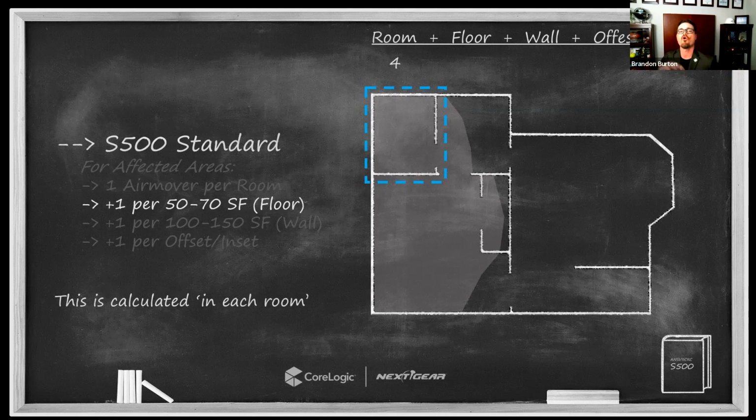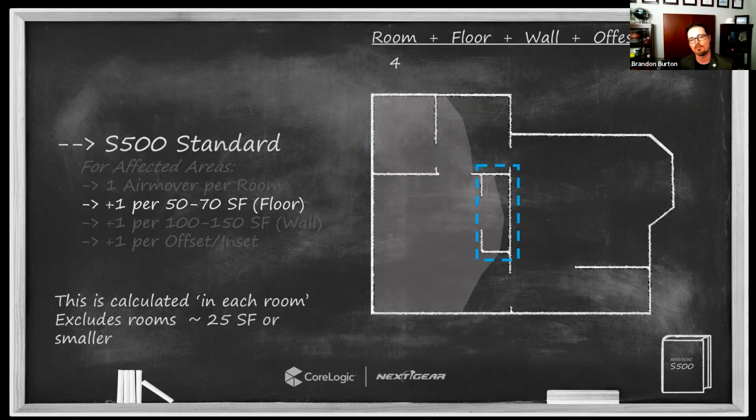I would then start over again for the adjoining room and do that calculation all over again. And then I would do it again for the room down beneath that, right? So this is a room by room calculation. The closet creates a little bit of an exception to this rule, because we do not add an additional air mover for rooms that are approximately 25 square feet or smaller. That 1 air mover we put in that room is adequate, right? So the room has to be bigger than 25 square feet for this square foot rule to apply.